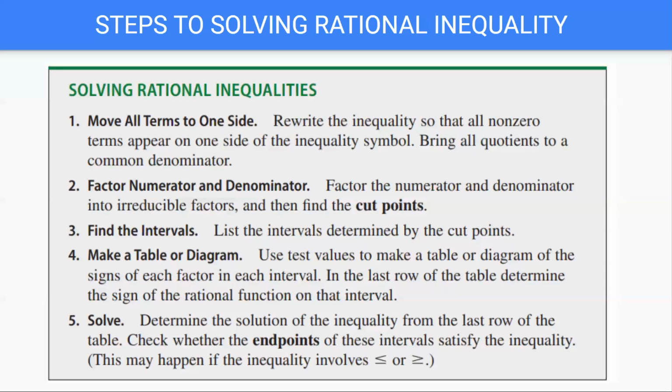So these are the steps to solving a rational inequality. And the only difference between rational and polynomial inequalities is the way that we solve it. And the zeros and the, quote unquote, cut points in number 2.